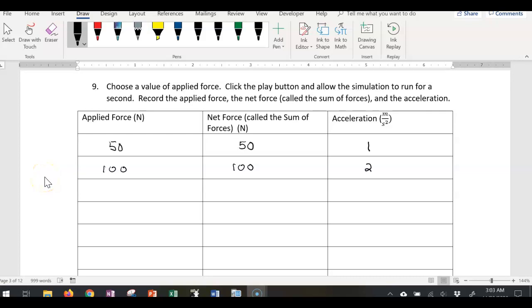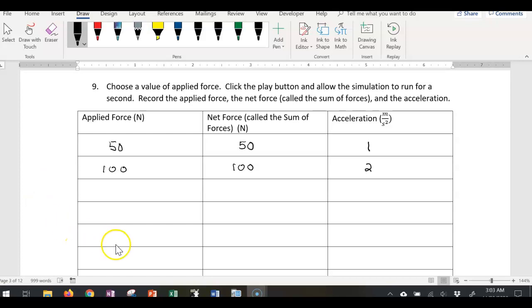This webcast continues the discussion of the lab on how unbalanced forces affect acceleration. We are in part 1, experiment 1 of this lab, and at this point you should have completely filled in the table at step 9. So you should have 10 values of applied force and acceleration.